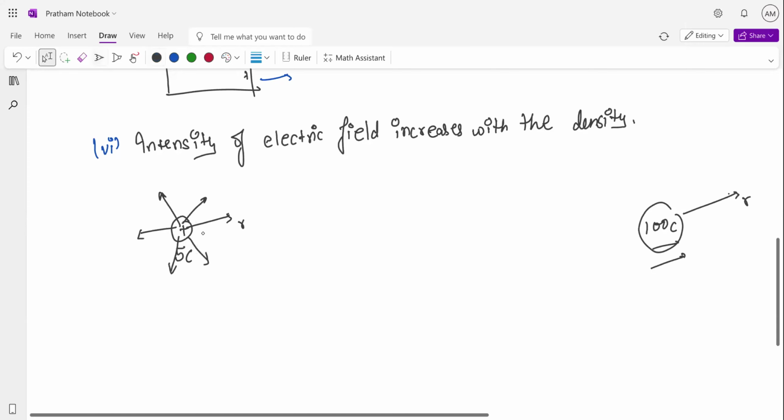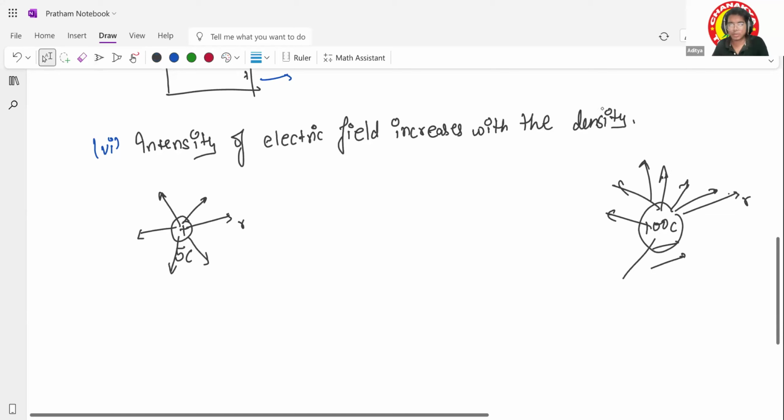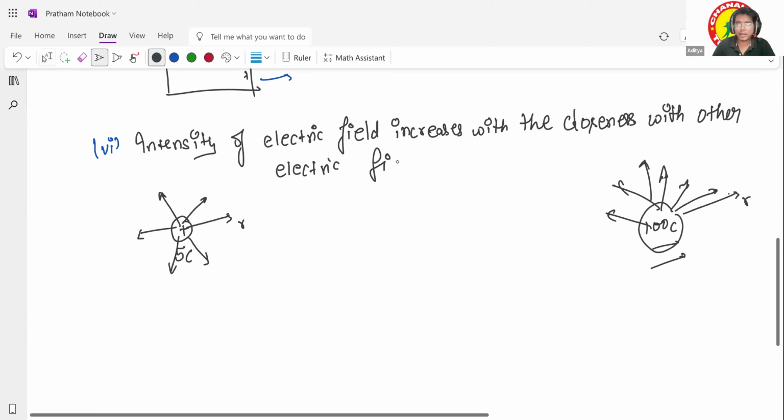Although all these things, when we say electric field and when we are making electric field lines, are imaginary, in this case you'll find too many closed lines, very close. With the other electric field, instead of density I'm just saying field lines.